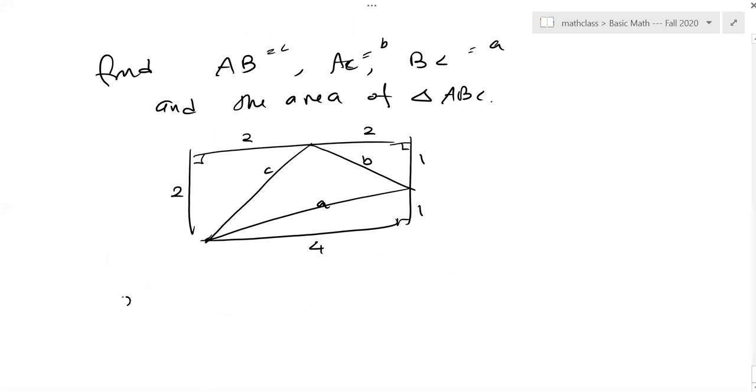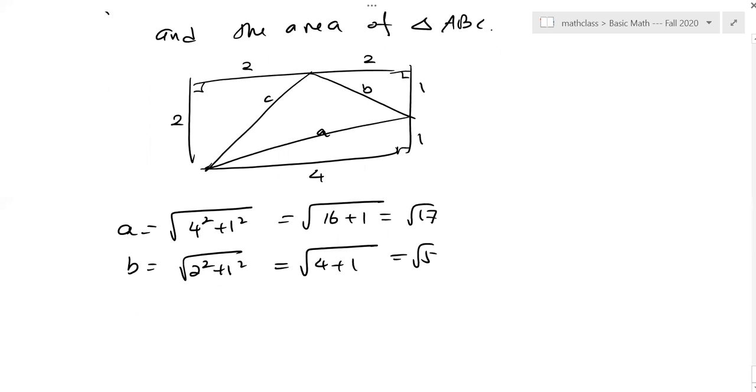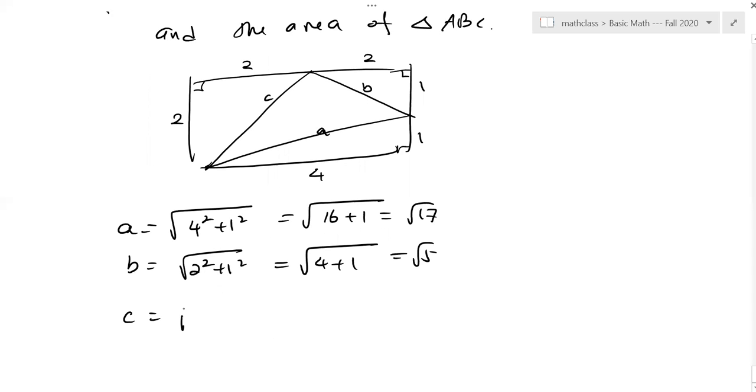Okay, so a is going to be the square root of 4 squared plus 1 squared by the Pythagorean theorem, right? So that's going to be 16 plus 1, square root of 17. It's a very bad number. b is the square root of 2 squared plus 1 squared. So 4 plus 1, it's square root of 5. It's also an irrational number. c is going to be 2 squared plus 2 squared, equals square root of 8. It's 2 times square root of 2. Anyway, so those are the numbers, pretty bad numbers.